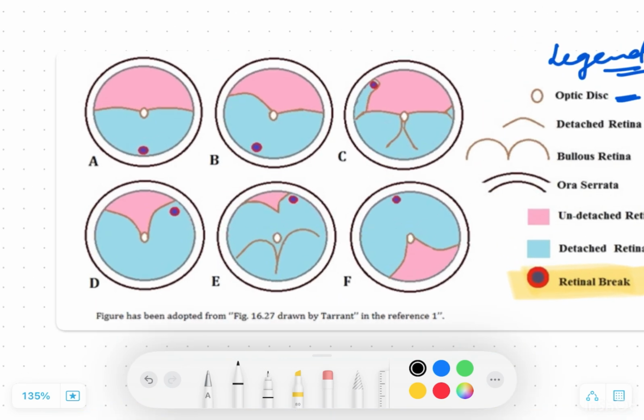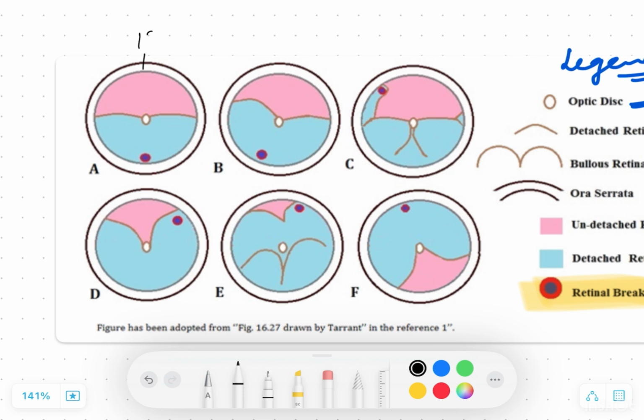So, coming to figure A, we'll consider this as the 12 o'clock meridian and this as the 6 o'clock meridian. We can see that the inferior part of the retina is shaded as blue, which means that there is an inferior retinal detachment here. So, when there is an inferior retinal detachment with equal SRF levels on both sides of the optic disc, the primary retinal break will be inferiorly located, that is at the 6 o'clock position.